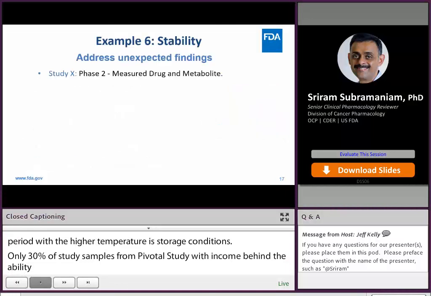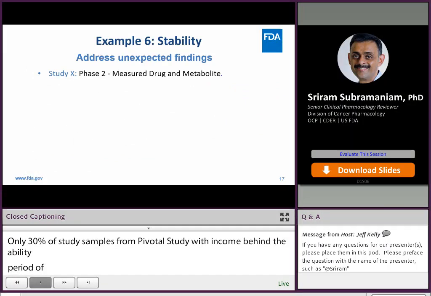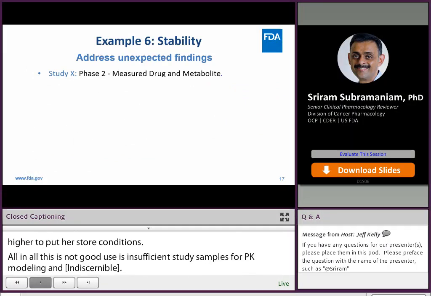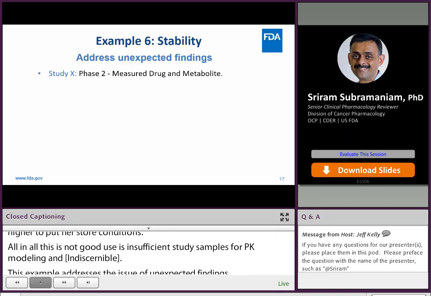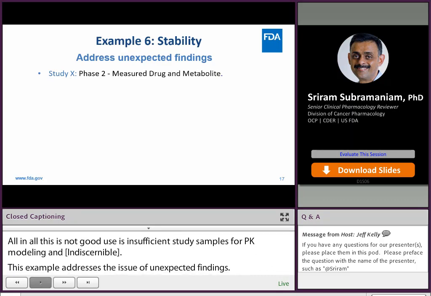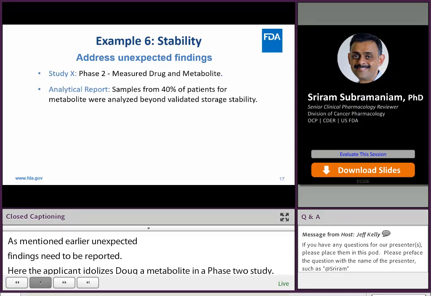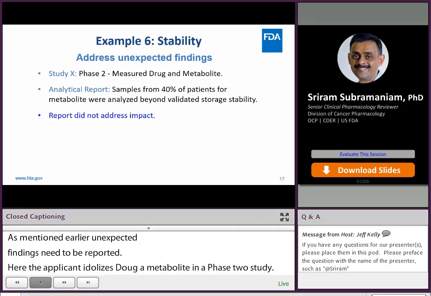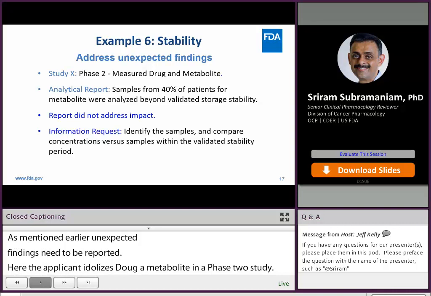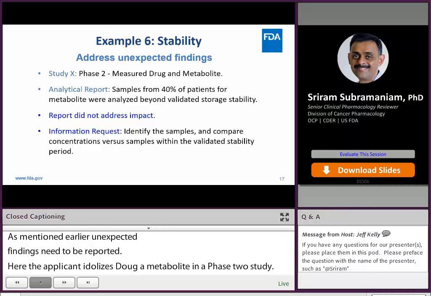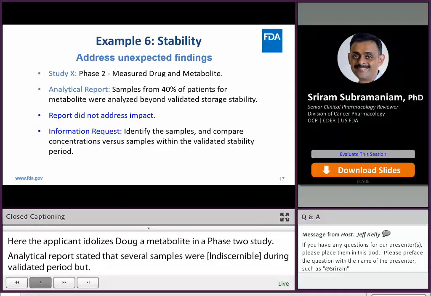This example addresses the issue of unexpected findings. As mentioned earlier, unexpected findings need to be reported and their impact addressed. Here, the applicant analyzed the drug and the metabolite in a phase 2 study. The analytical report stated that several samples were outside the validated stability period, but did not address its impact. An information request was issued to identify the samples and compare their concentrations against the samples within the stability period.